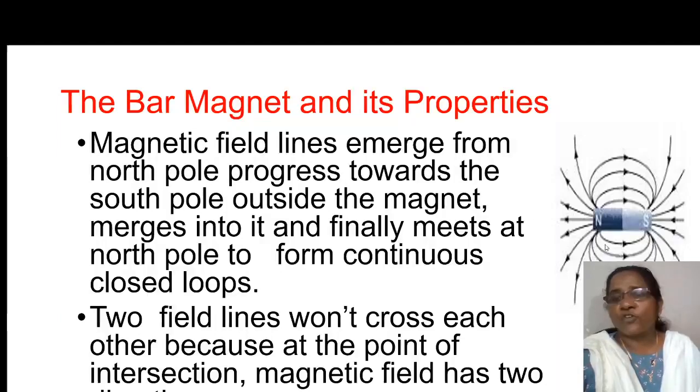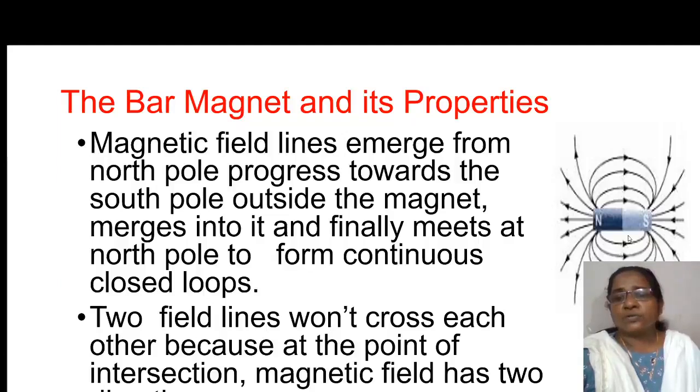This is the property of magnetic field lines. They form closed loops. And here also you can see that the magnetic field lines will never touch each other. Here it is not ending, it is continuing as a closed loop only.